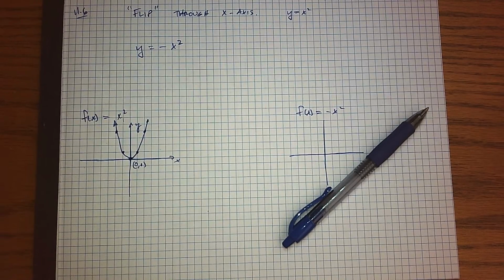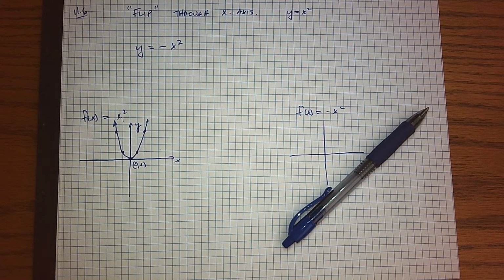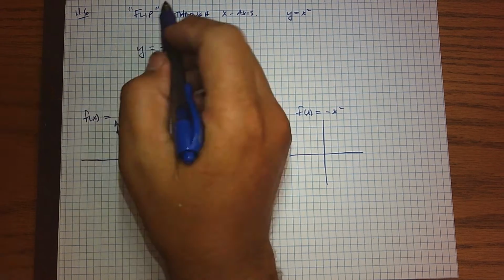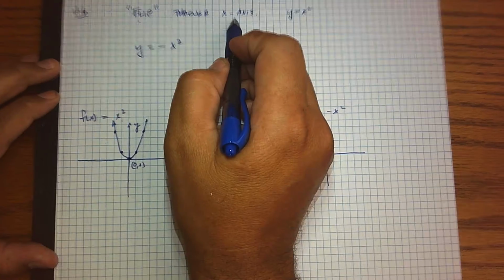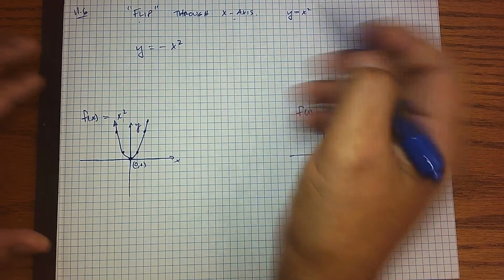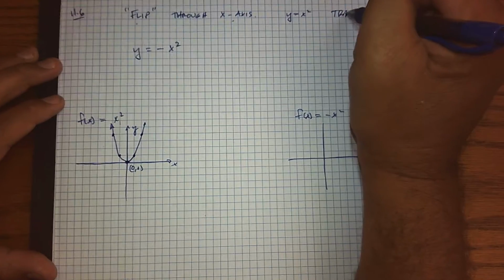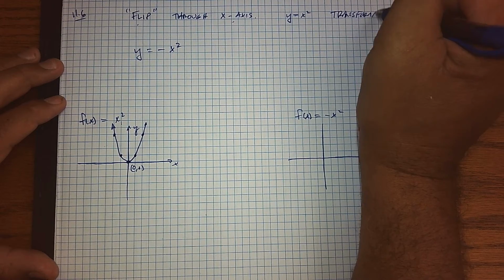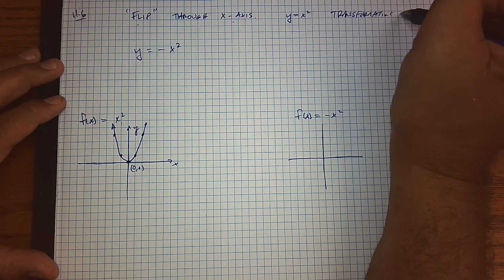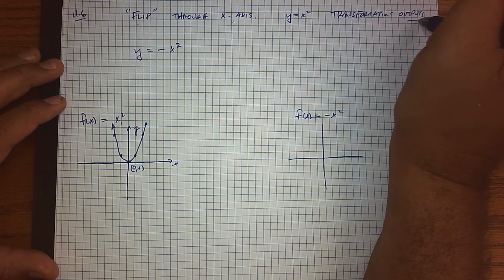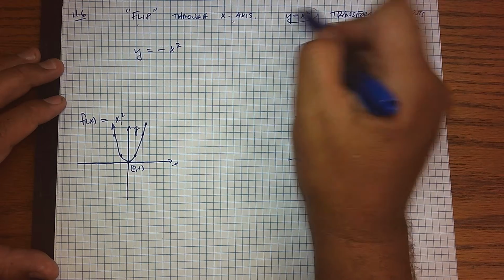The last transformation that we're going to take a look at, I just playfully call a flip through the x-axis. So that's essentially what we're doing here. And again, this is a transformation of outputs, y. And in this case, y is equal to x squared.